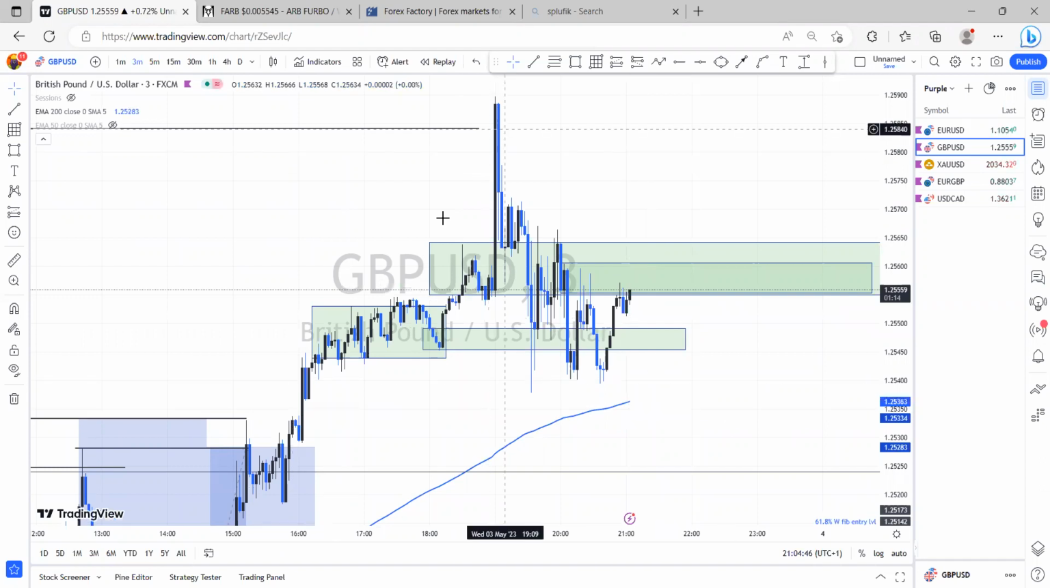Anyways, this whole area of consolidation created liquidity, straight to the top side and straight to the low side. But because it is night, there's low volatility in the market, so we don't know what the market is actually going to do.